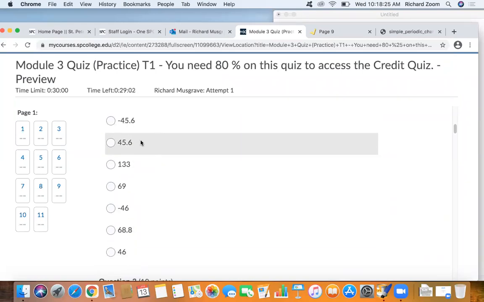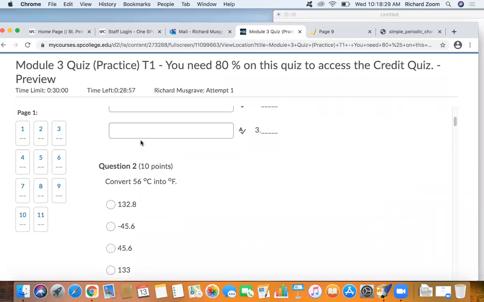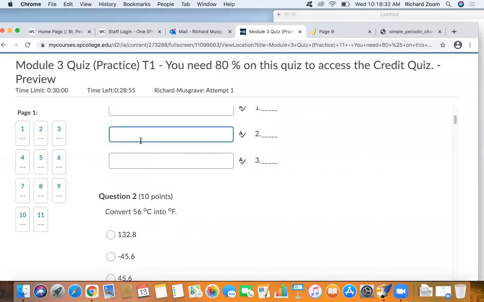Do we need to show work on our notebook for the assignments? No, because you're pretty much showing the work while you're doing them. All right.